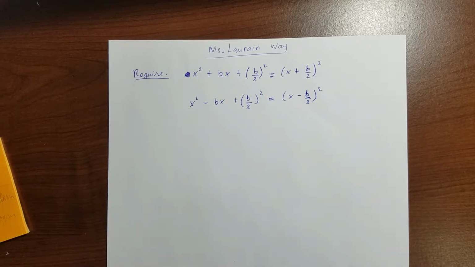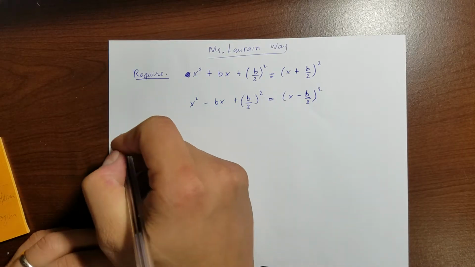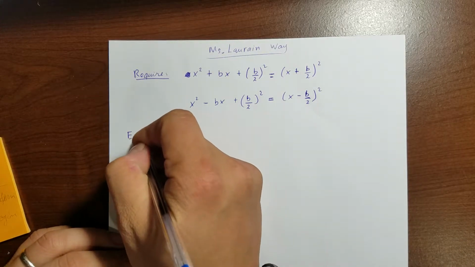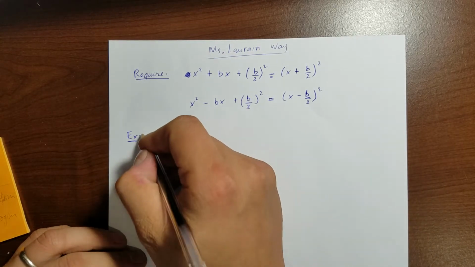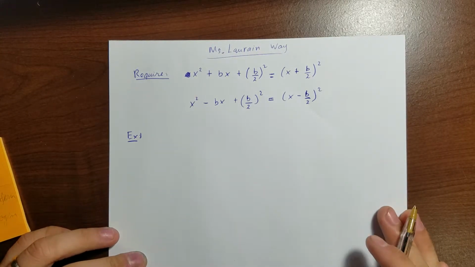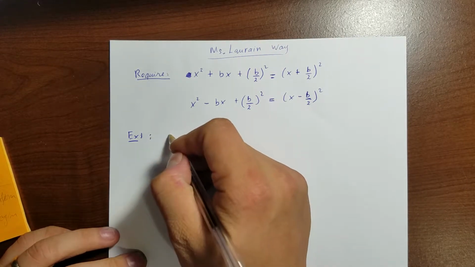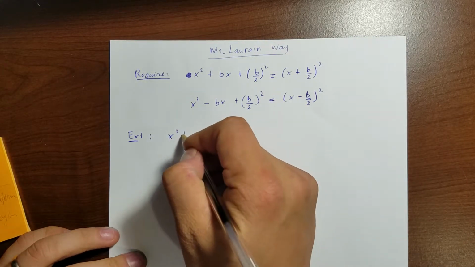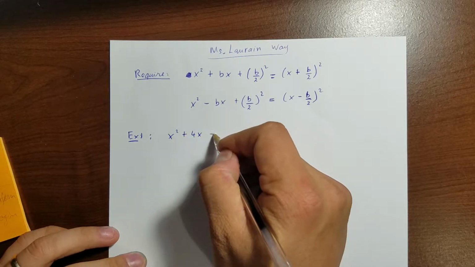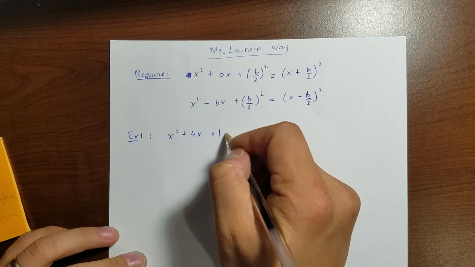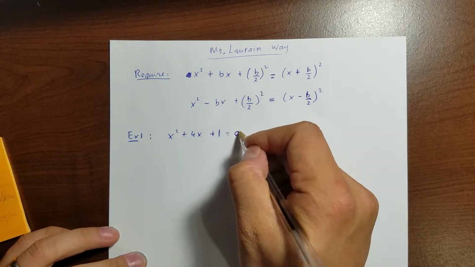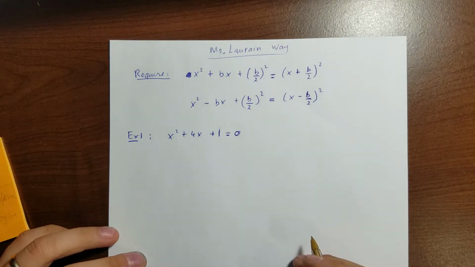So how does this work? Now let's do some examples. Let's do example 1 in this scenario right here. Let's suppose that we have a function x squared plus 4x plus 1. Now they ask us to complete the square in this case.